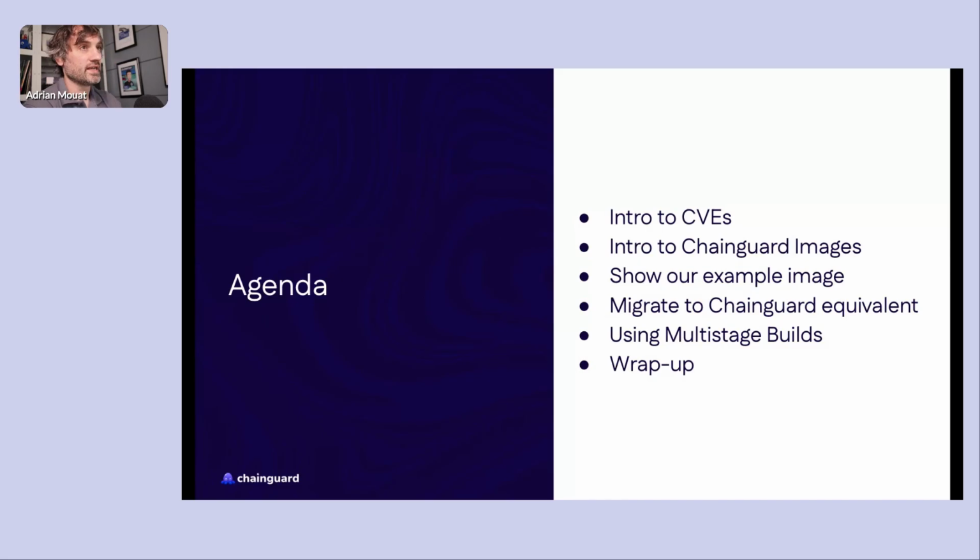So what we're going to go through today, I'll start with a brief introduction to CVEs or vulnerabilities and what they are and what they mean for software development. We'll talk a bit about Chainguard images, what they are and how they address the CVE problem, and then we'll basically go straight into the practical. In the practical, we're going to have an example image and show how to migrate it to the Chainguard equivalent. During that process, we'll talk about multi-stage builds and how that gets us a bit further, and before a bit of a wrap-up, we've also got a bit on debugging images.